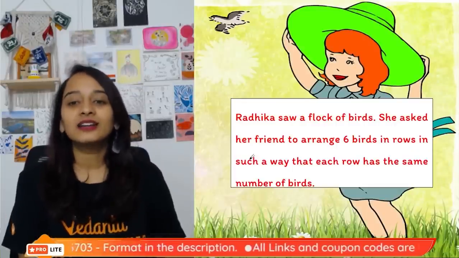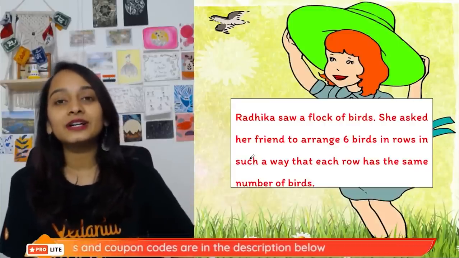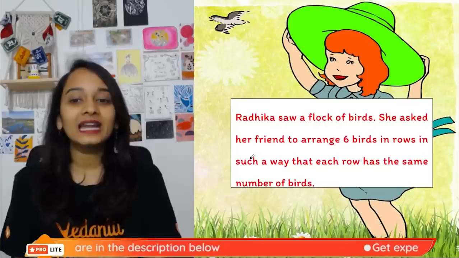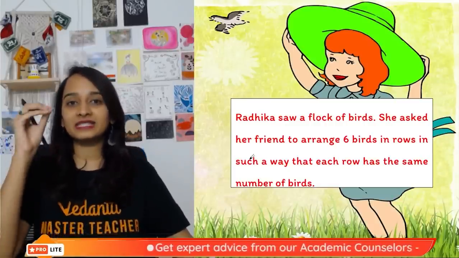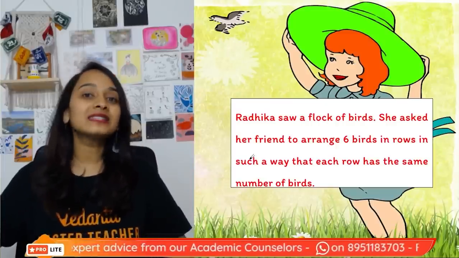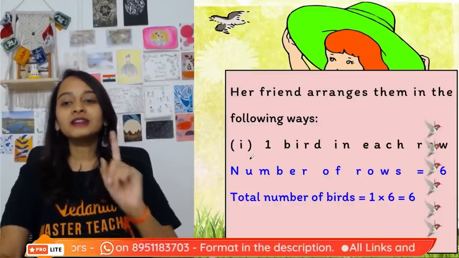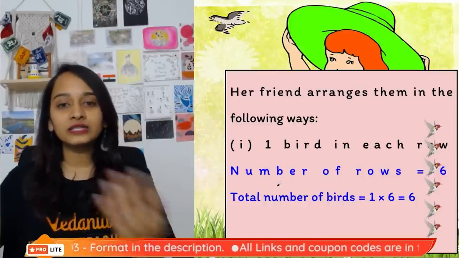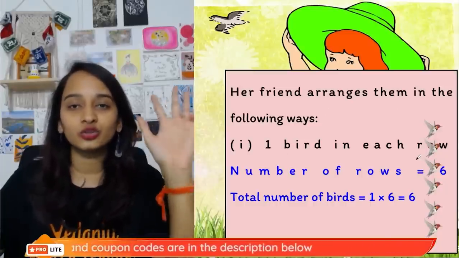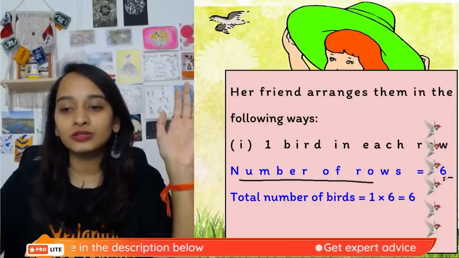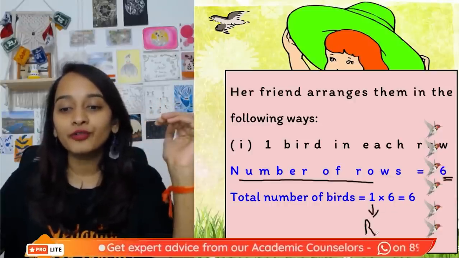Now, Radhika saw a flock of birds. She asked her friends to arrange 6 birds in rows in such a way that each row has the same number of birds. She said, okay, I have 6 birds. You have to arrange them in such a way that there are equal number of birds in each row. So her first friend, what does he or she do? Her friend arranges them in the following way: 1 bird in each row. So the number of rows is equal to 6, and the total number of birds is 1 into 6, where 6 is the number of rows.